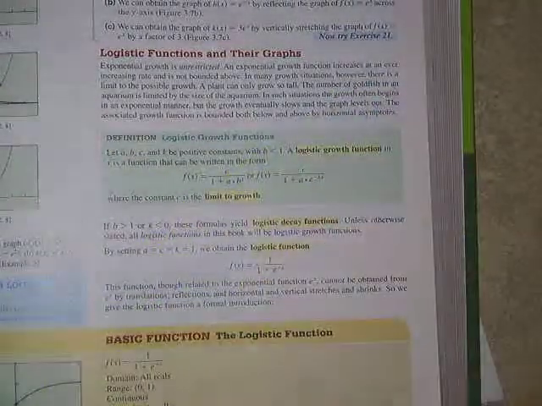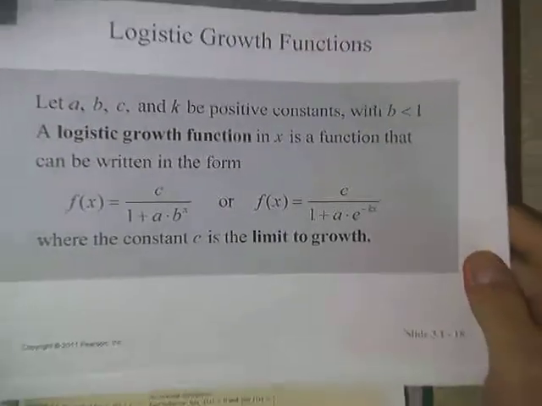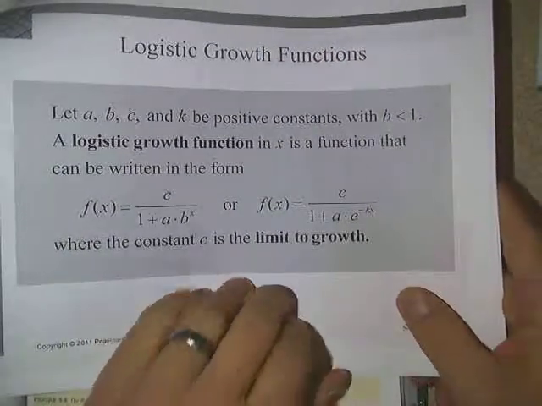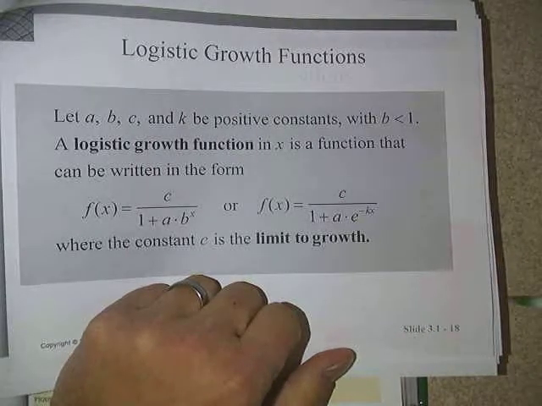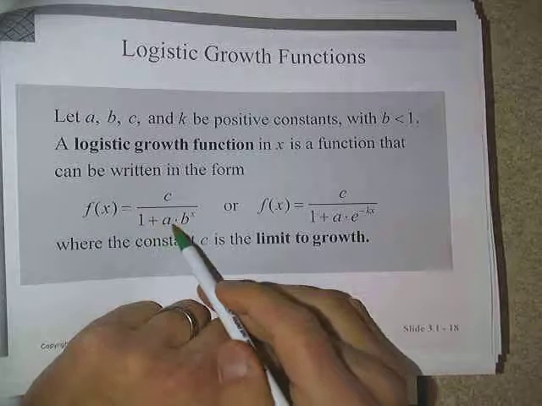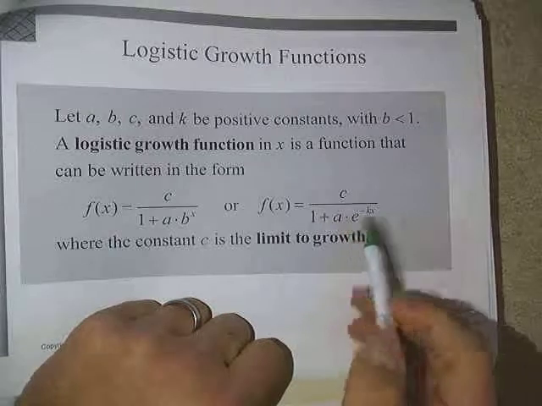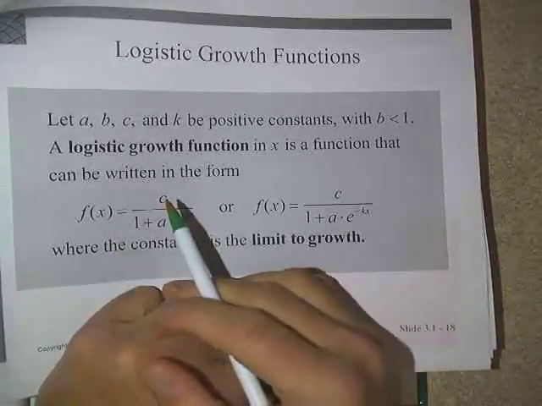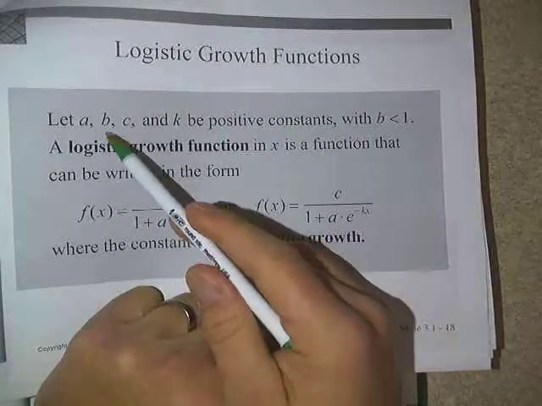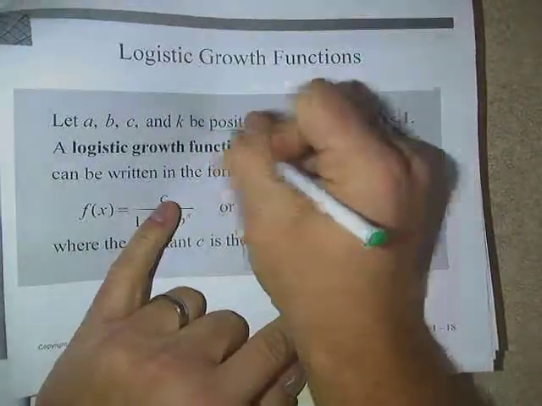Now, we do have one other type of function we're going to look at today that's very similar to an exponential function, and that's what we call a logistic growth function. I'm going to go ahead and go back to the notes here. When we have a logistic growth function, the general form can look like one of these two forms. It can be of the form c over 1 plus a times b to the x, or it could be of the form c over 1 plus a times e to the negative kx. Both of these are what we call logistic growth functions.